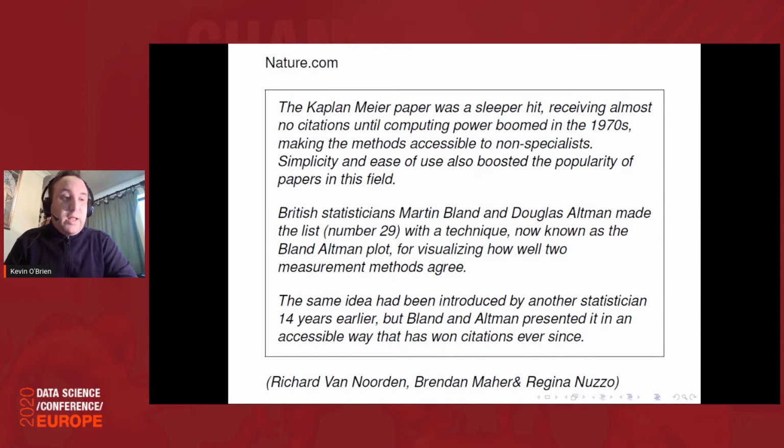Essentially, the comment here just down at the bottom is that the same idea was introduced by another statistician 14 years earlier. That's just making the point that it's actually a simple idea. Now, credit to Bland and Altman for correctly proposing it and promoting it very well.